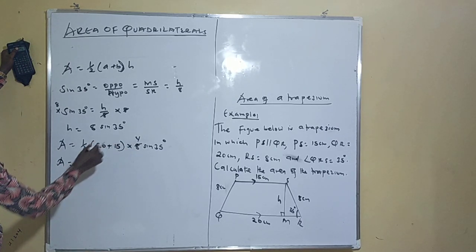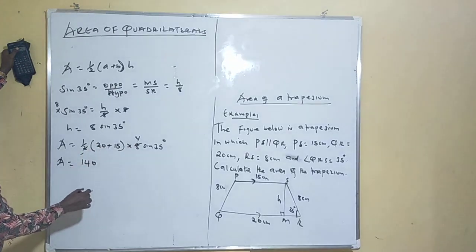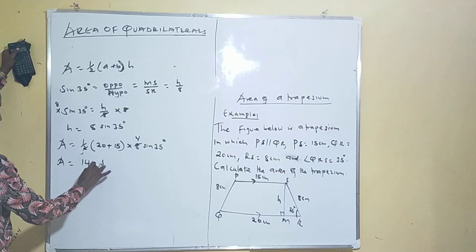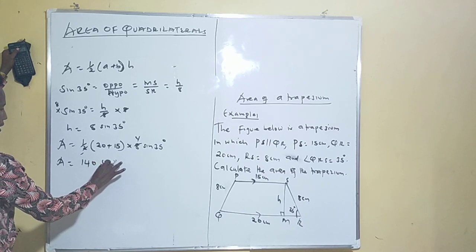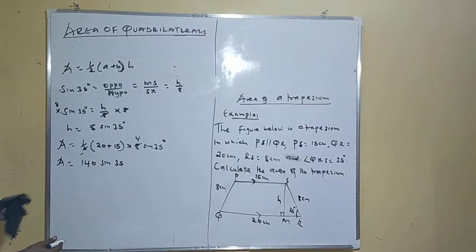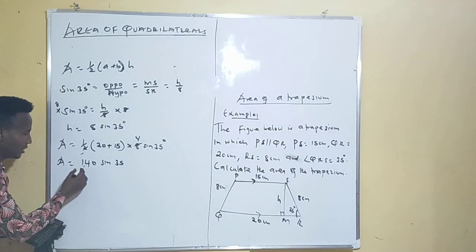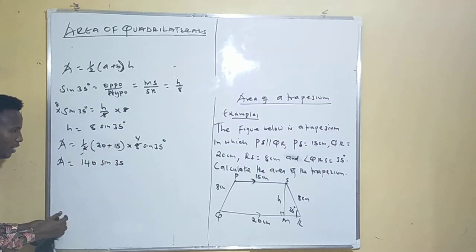That 5 times 4, 140. Add this 2, that 5 times 4, 140. Sine of what? Sine of 35. So if you are a great mathematician, you can use log. Okay? I will solve using log. Or you can say this times this. It will give you the area.